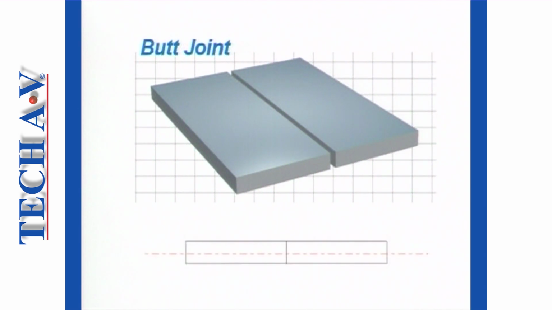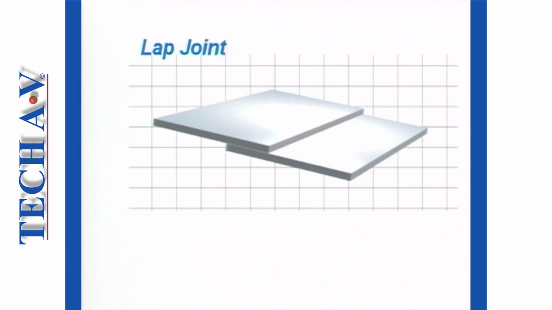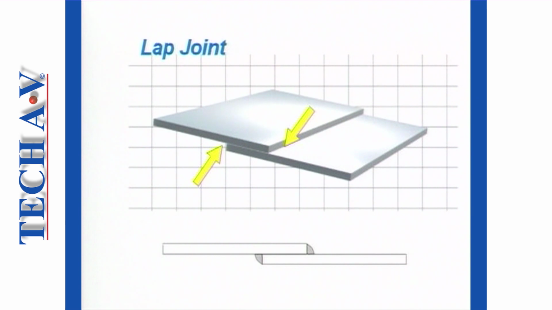The butt joint is formed when the edges of the members to be joined are in the same plane. Butt joints may be welded on one side or on both sides. A lap joint is formed when one member overlaps the other. Welding may be effected on either side or on both sides.